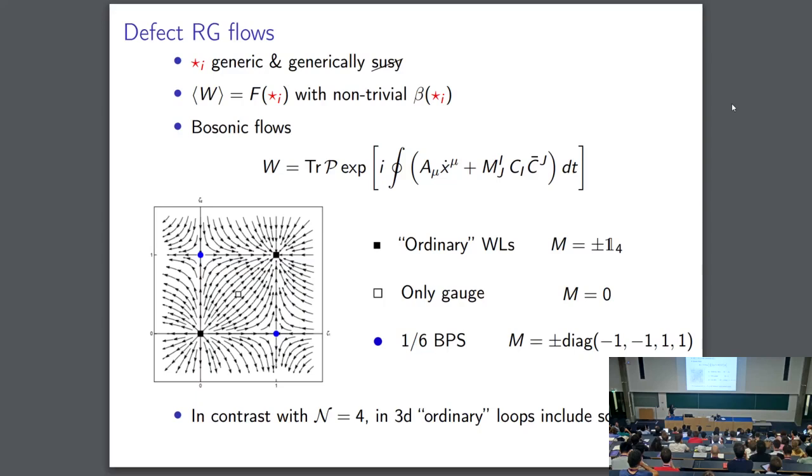And surprisingly, here we also find 1/6 BPS configurations, where M is diagonal with entries -1 and +1. And these are not fully repulsive or attractive. These are saddles. And finally, as I said, this is different from what happens in N=4 Yang-Mills.